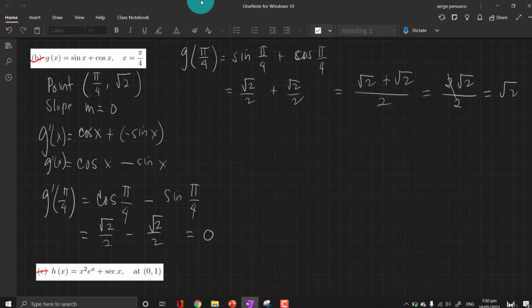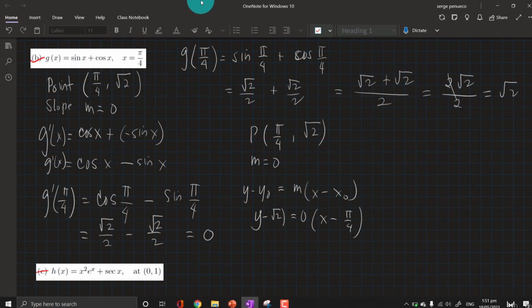Okay? So, anong equation ng ating tangent line? Kunin natin. So, our point here is pi over 4, comma, square root of 2. And then, our slope is 0. So, syempre, may equation pa rin yung tangent line diyan. So, that is y minus y sub 0 is equal to m times x minus x sub 0. So, that will be y minus square root of 2 is equal to 0 multiplied by x minus pi over 4. So, since this is 0, automatically 0 na yan. So, y minus square root of 2 is equal to 0. Therefore, the equation of the tangent line is y is equal to square root of 2.